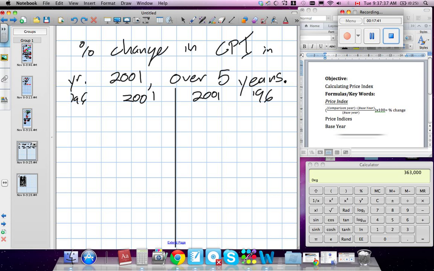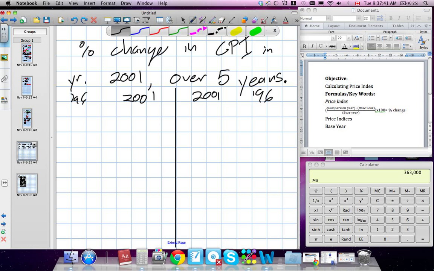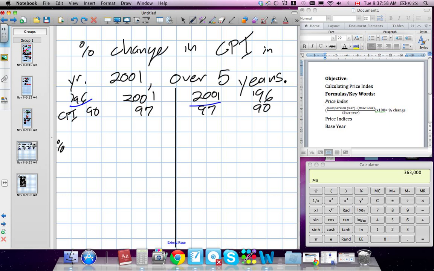So in this question, we're going to talk about if we use two different base years. The first example, we'll have 96 as our base year, and the second example, we'll have 2001. In 96, our CPI was 90, and in 2001, it was 97. So we're going to have different base years for both of these, okay? Our percentage change is equal to 100 times the comparison year. A comparison year is the year that's not our base year. So in this case, it's 97, subtract 90, which is our base year, divided by 90.